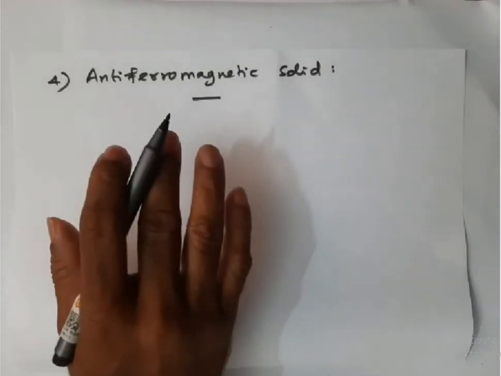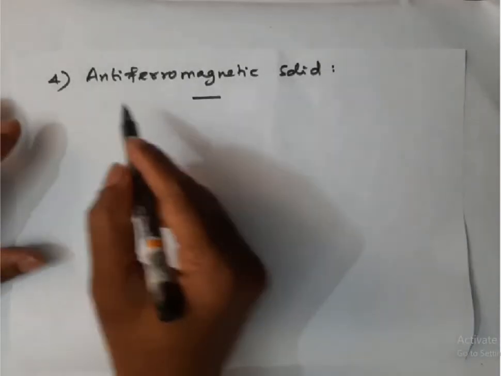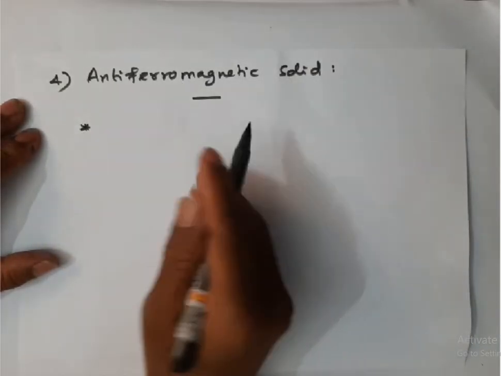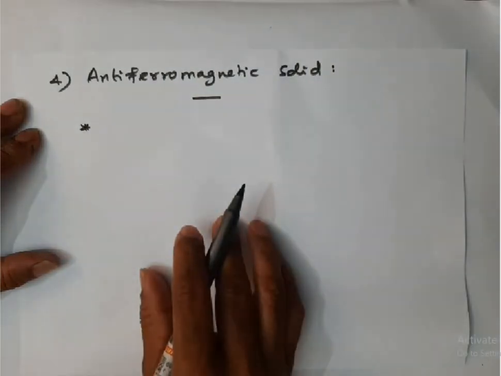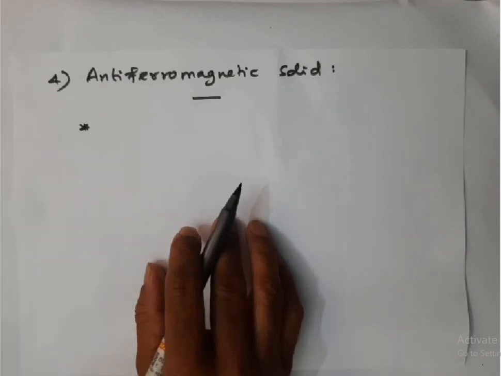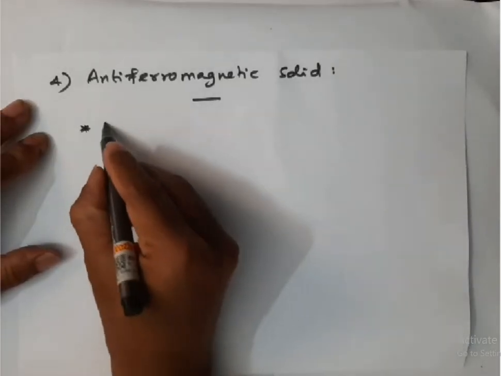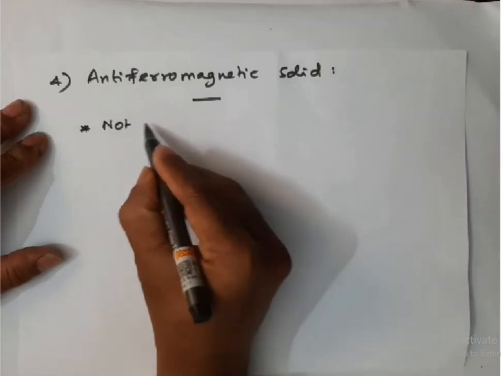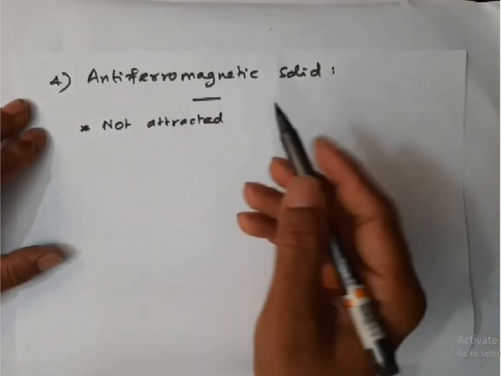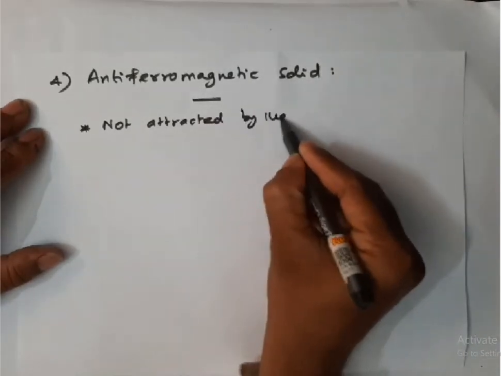Here also, listen, this is very important. If we keep anti-ferromagnetic solids in the magnetic field, they are repelled by the magnet. Anti-ferromagnetic substances are not attracted, they are repelled. Let me use the words like this: they are not attracted. Not attracted means repelling. Not attracted by the magnetic field.